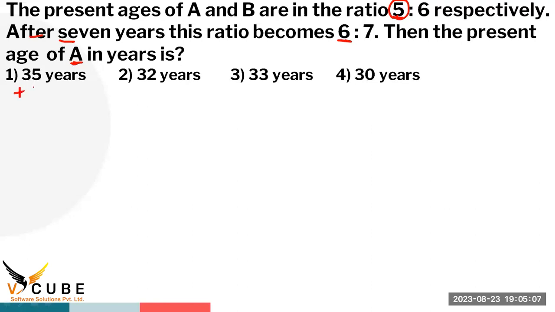After means plus. After how many years? 7 years. 35 plus 7 is how much? 42 years. 42 is a multiple of 6? Yes, 6 sevens are 42. So that's why option 1 is the right answer.